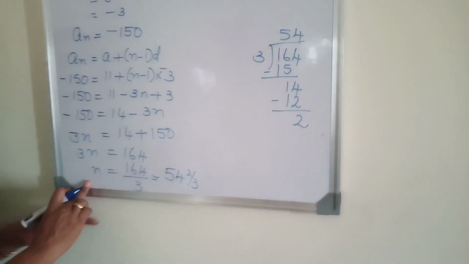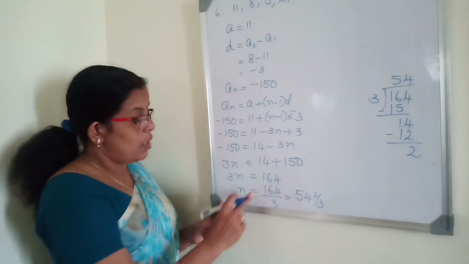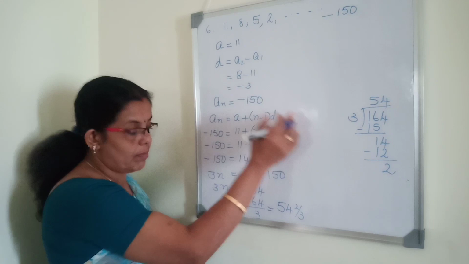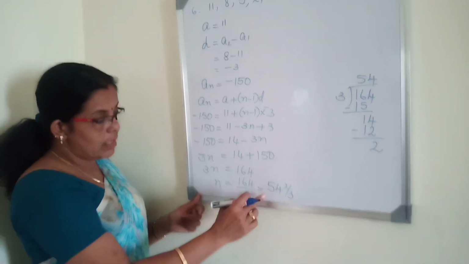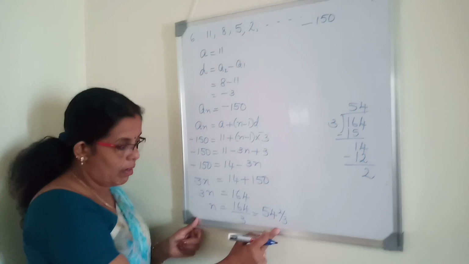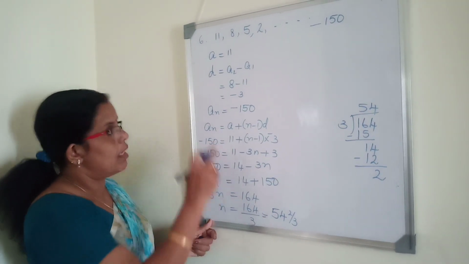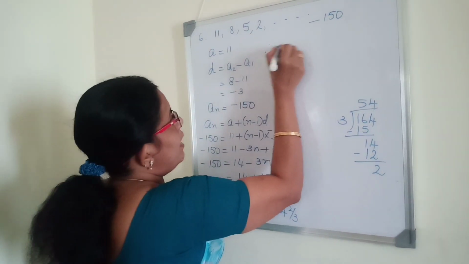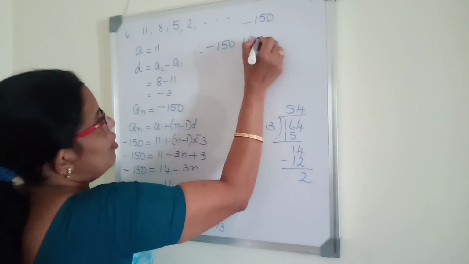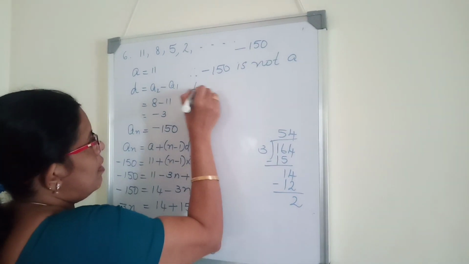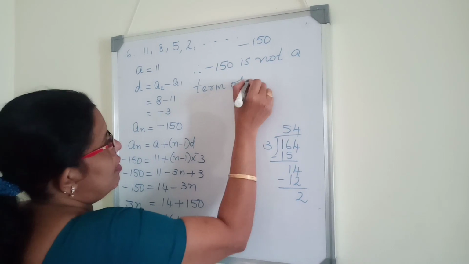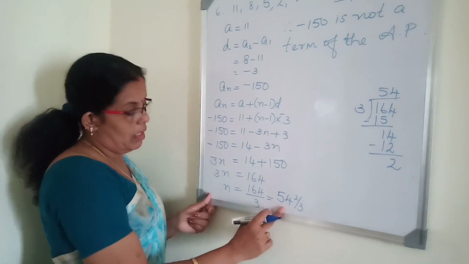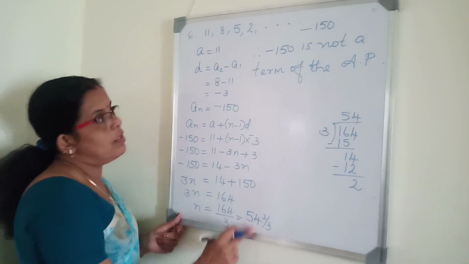So normally, usually n means number of terms. So number of terms in an AP will be always a whole number. There are 10 terms or there are 20 terms or there are 50 terms. As we got n as a fraction, if we are getting a decimal number, any fraction, we can confirm that this number minus 150 is not a term of the AP. Therefore, minus 150 is not a term of the AP. If it is a term of the AP, it will be a whole number. Number of terms will be always a whole number. So, it is not a term of the AP.